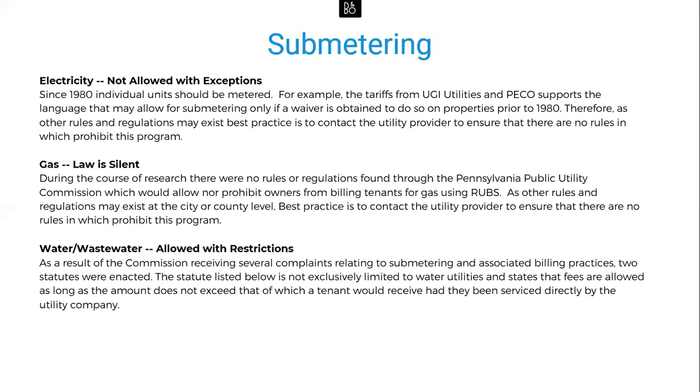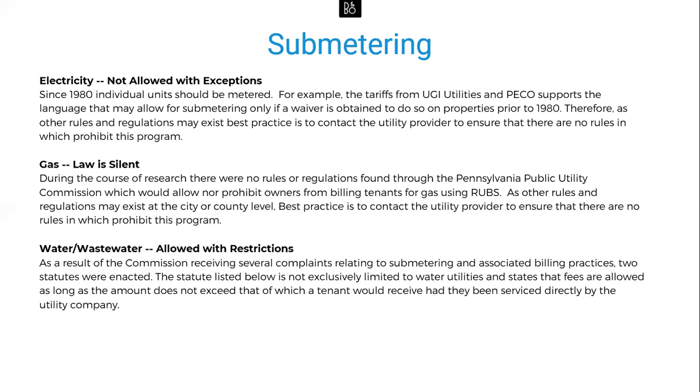Submetering. So this falls back to relating to the clause that we read before. For electricity, buildings prior to 1980 can be submetered with permission from the utility in the form of a waiver. Otherwise, the utility should be metering those utilities. Again, gas is silent. You should contact your utility to make sure they don't have any specific regulations.